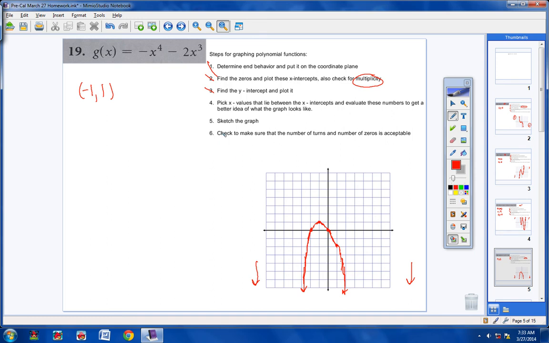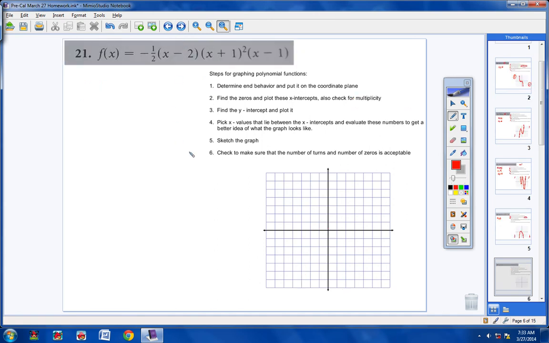Okay, so let's make sure everything's fine. The maximum number of turns is 3. It does not take more than 3. The maximum number of zeros is 4, and it only has 2 zeros, so we're good. Okay, moving on to number 21.